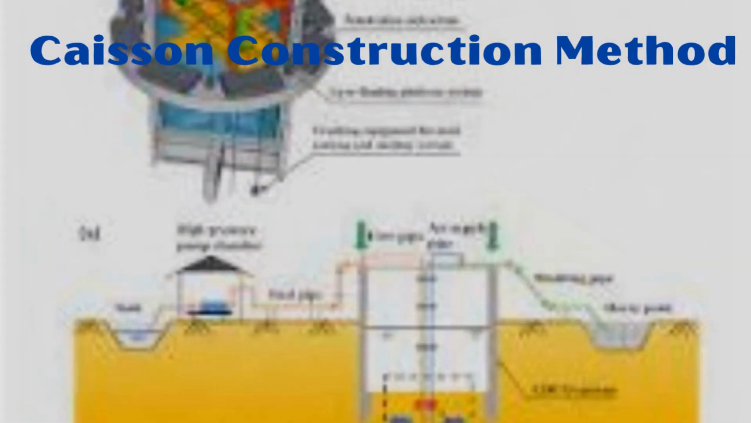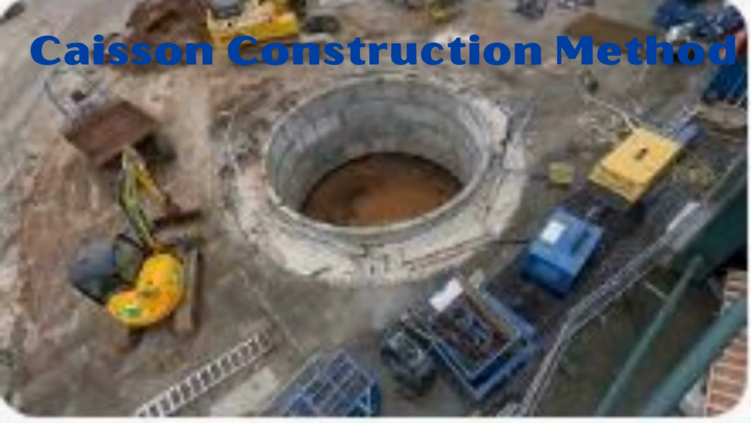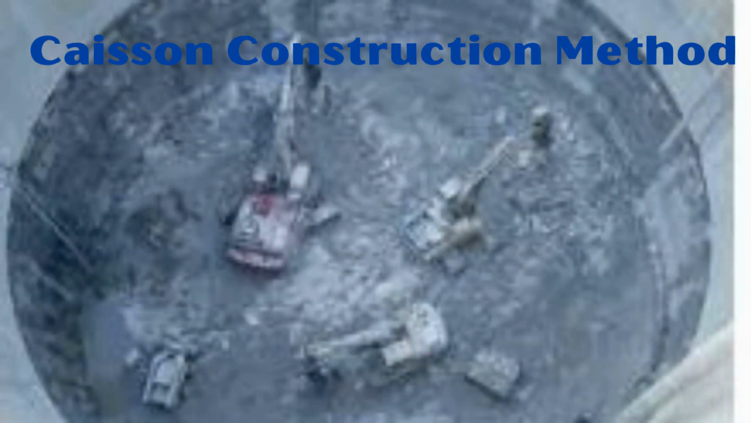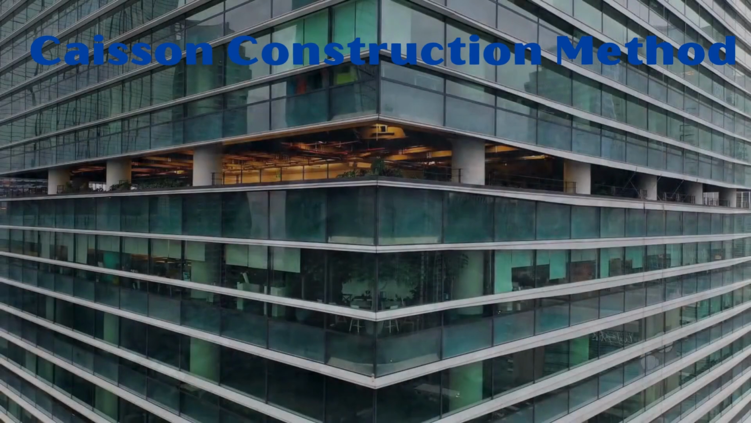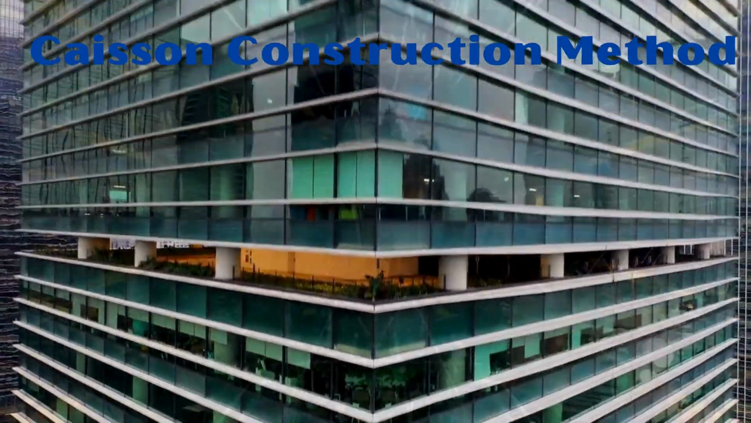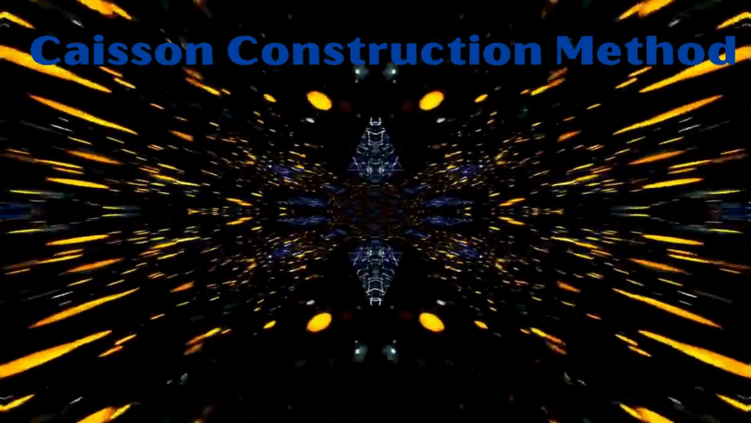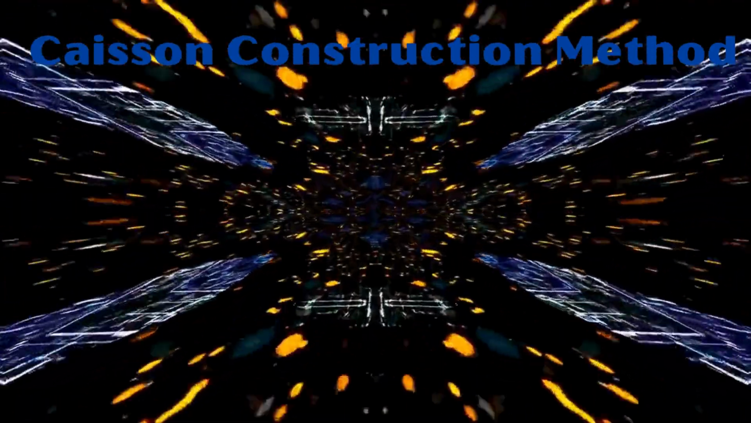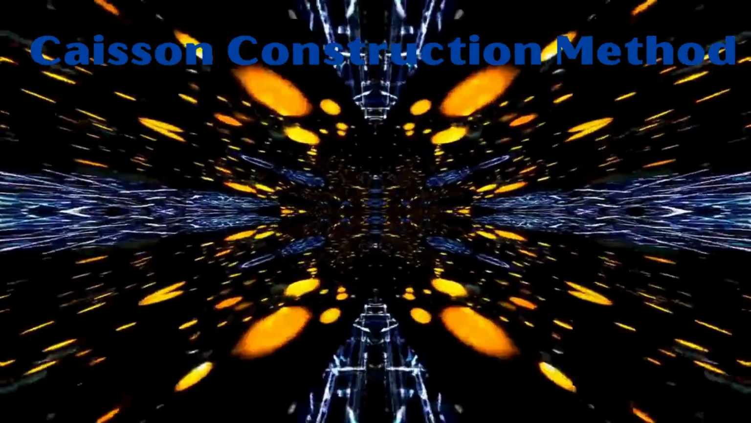Types of caissons: 1. Open caissons. Description: open at the top and bottom. As the caisson sinks, workers remove soil from inside, allowing it to descend further. Usage: suitable for shallow waters or areas with relatively firm soil. Advantages: simpler to construct and can be built relatively quickly. Disadvantages: limited to shallower depths and can be challenging in very soft or very hard soil conditions.